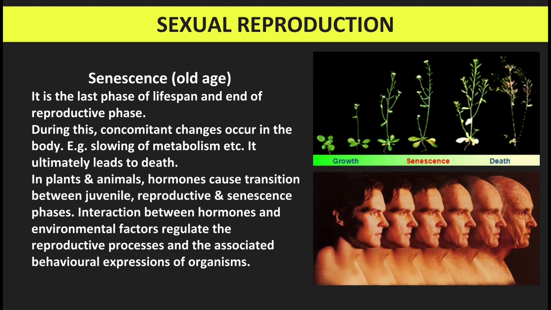So this is what actually the statement is saying to us. In plants and animals, the hormone causes variable changes. That is the transition between the reproductive phase, juvenile phase, as well as the senescent phase. And all these things are having a major impact of what? Major impact of your hormones as well as the environmental factors.